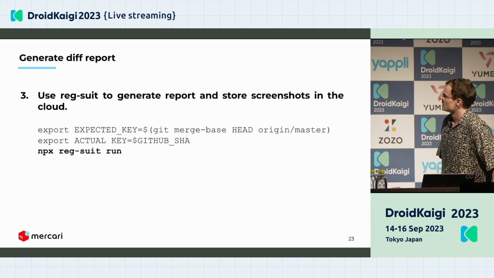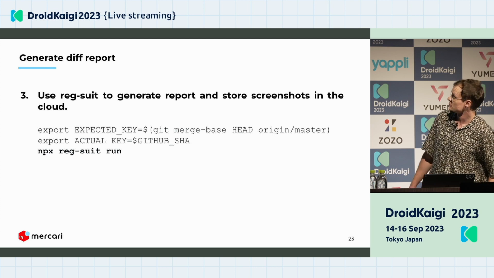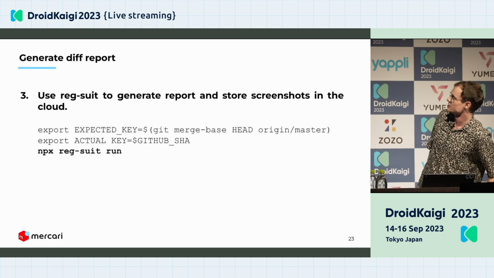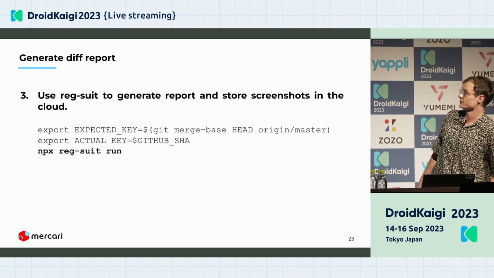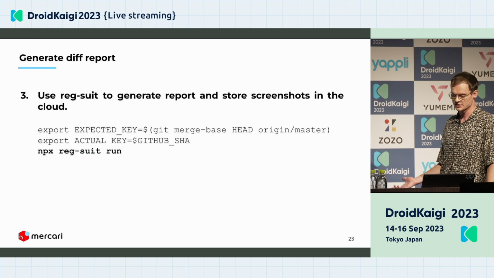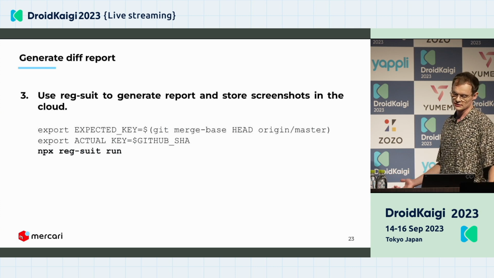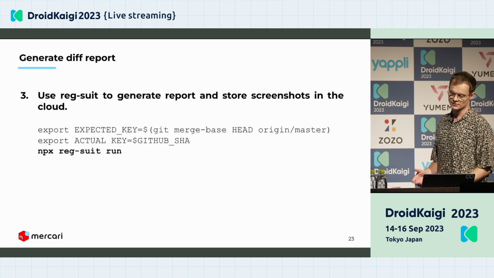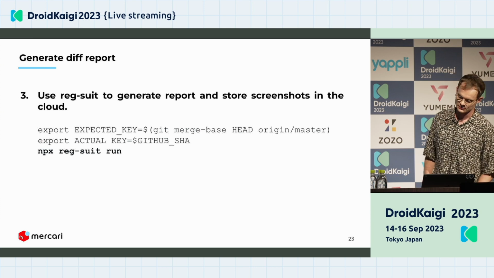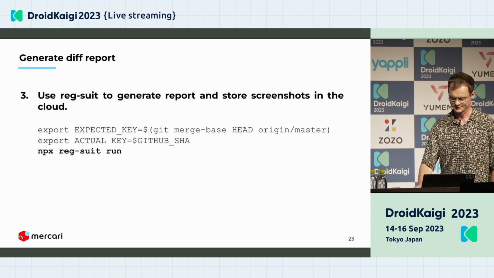reg-suit, I think, is written in JavaScript, so you can just install it via npm. And then this command, given in the third line here on the slides, will actually do a lot of work for us. First, it will fetch the screenshots that we want to compare to from our storage. Then this command will generate a report of visual differences and then upload it back to storage so it can be accessed as a simple web page.